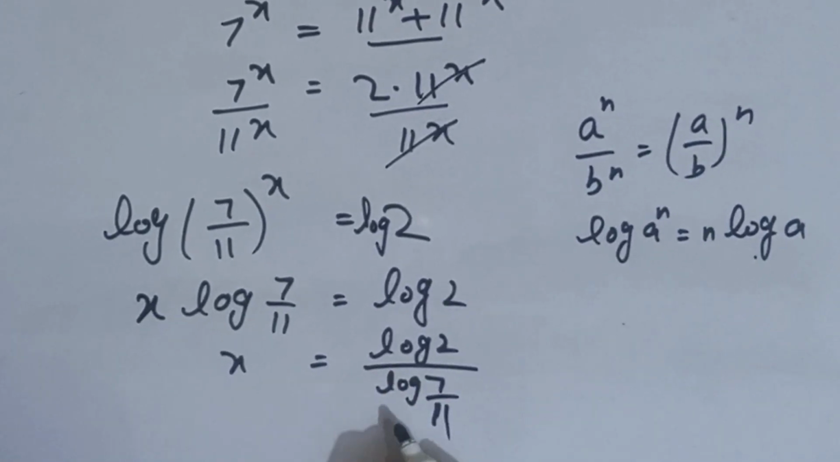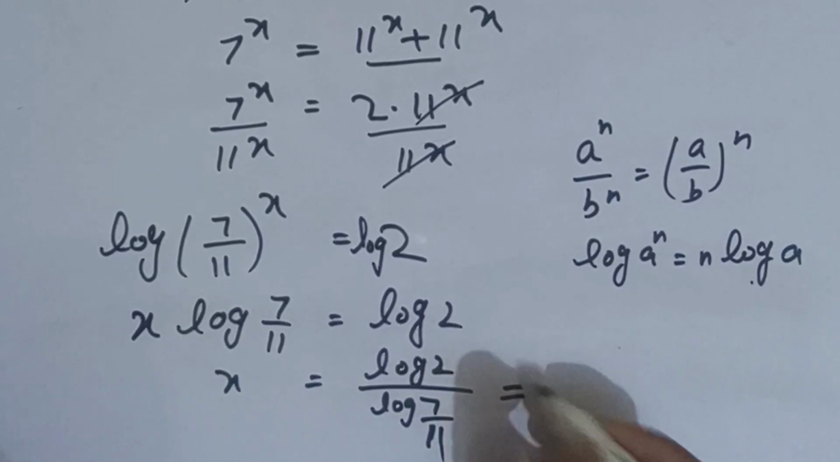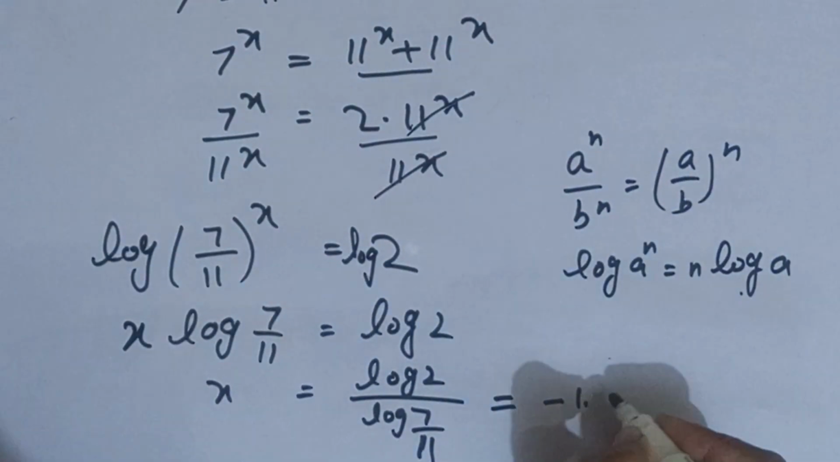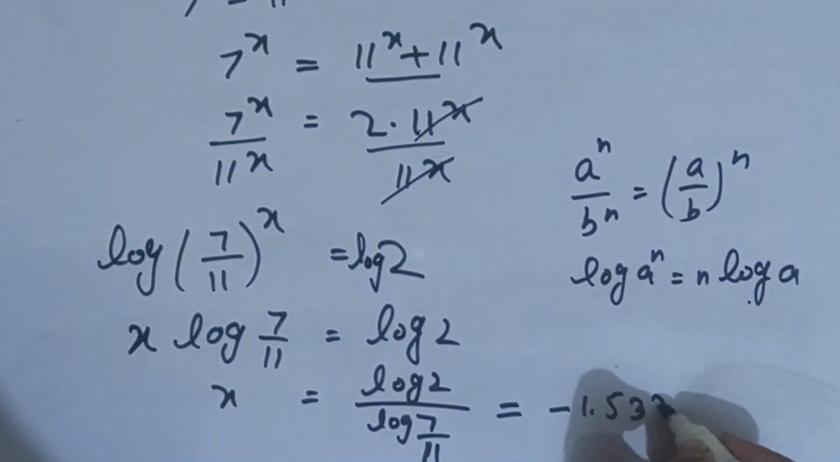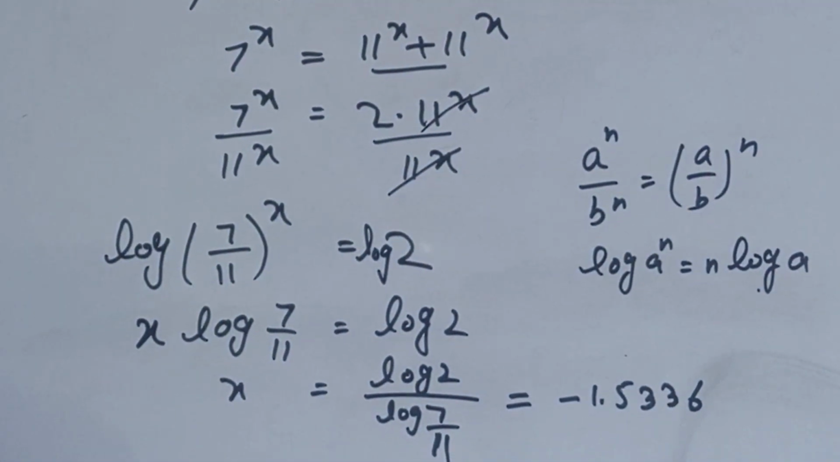So this is the value of x in our question, and this value is equal to −1.5336. This is the value of x in our question, and we have done. Thank you.